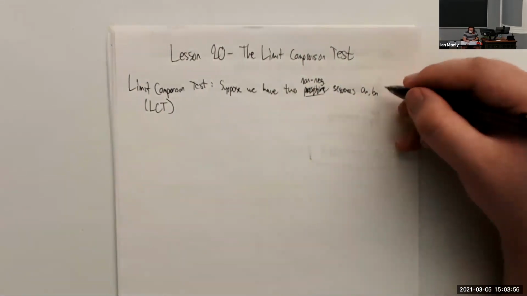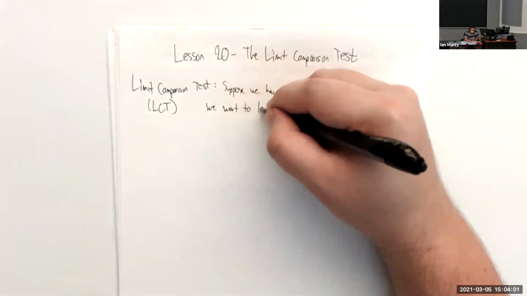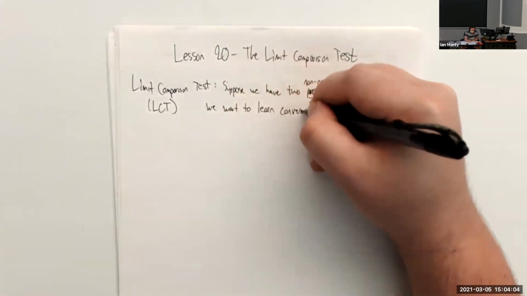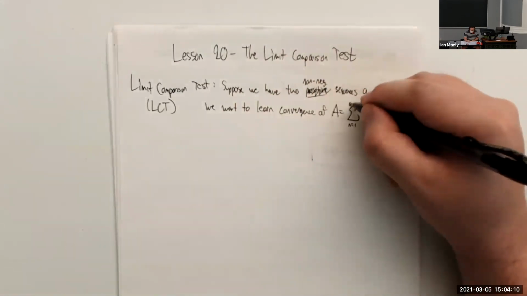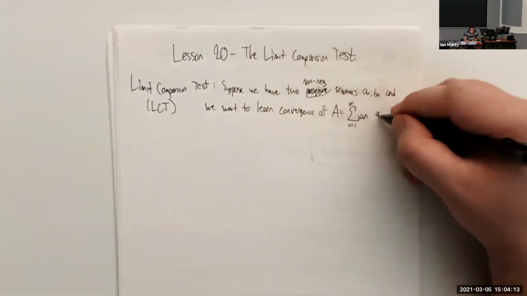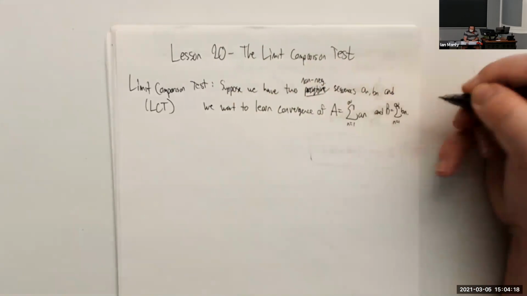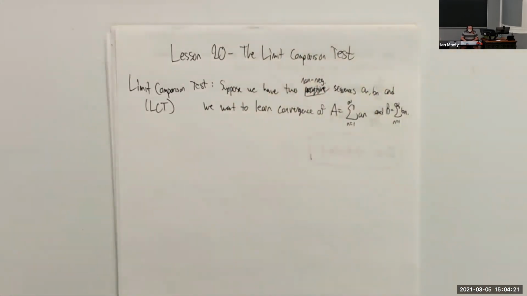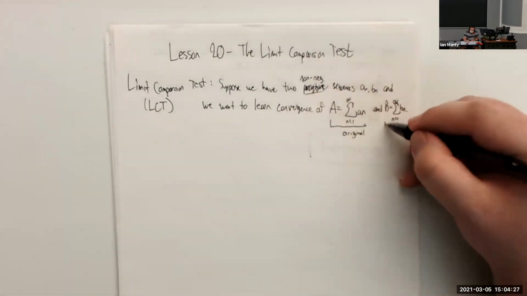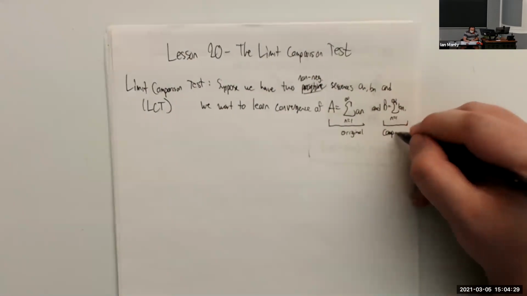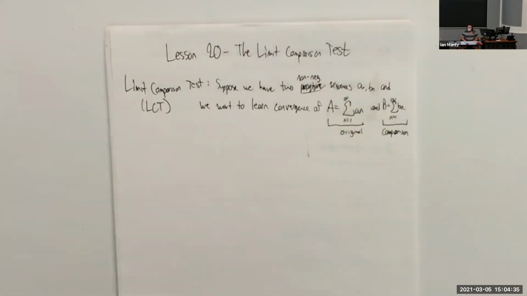And we want to know about the convergence of A, which is the series for AN, and B, which is the series for BN. Just like last time, AN is going to be our original series. That's the one that's given to us. And then BN is going to be the comparison, the one that looks similar to our original one, but is a bit simpler.